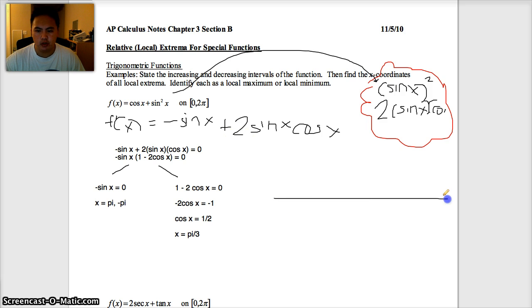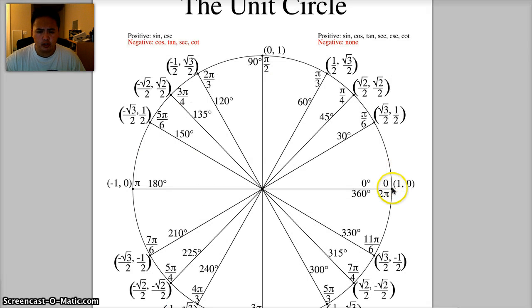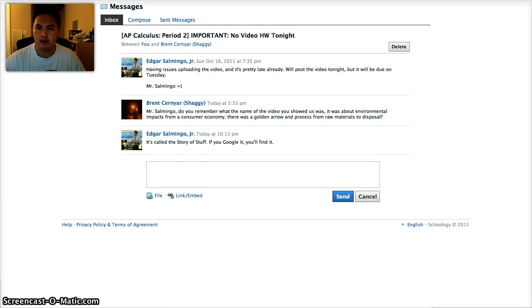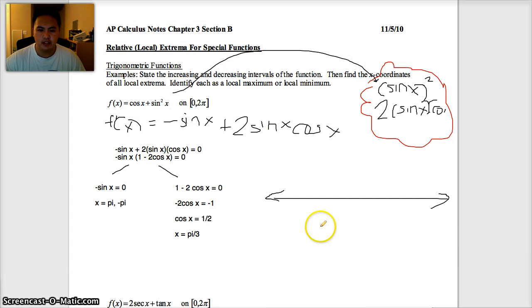Some of you might be confused, where do things sit on the number line? You could use the unit circle as your guide. Remember, at the unit circle you start here and move counterclockwise, like 0, 90, 180. The smallest of the 3 critical numbers is 0, followed by pi over 3, and then next by pi. So I'll put this on my number line: 0, pi over 3, and pi.